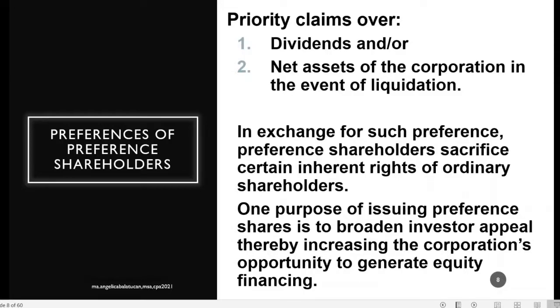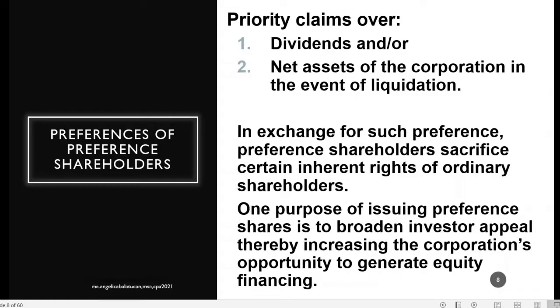So one purpose of issuing preference shares is to broaden investor appeal, thereby increasing the corporation's opportunity to generate equity financing. So you may ask, now, why is it that the ordinary shares will still have residual interest after giving priority to the preference shareholders? If you're a preference shareholder, there is a preference rate, a percentage, right? You will see it indicated, for example, 5% preference share. So this means that the preference rate is 5%.